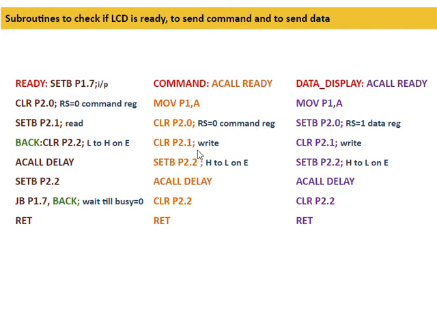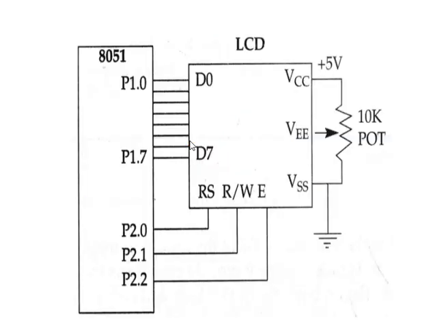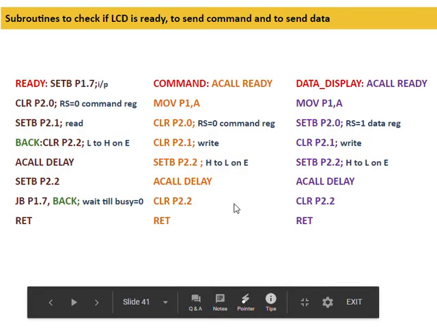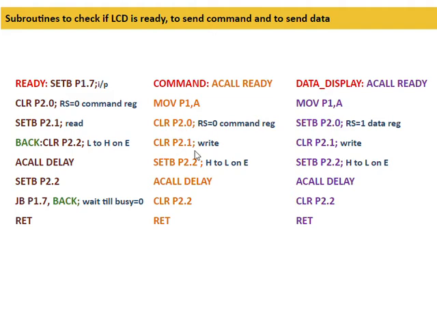Then you have to choose write operation. Now you are sending a data to the LCD. This is a write operation. To select write operation, you should make the read write pin equal to 0, and that pin is connected to P2.1. It should be cleared. Clear P2.1 will select write operation.